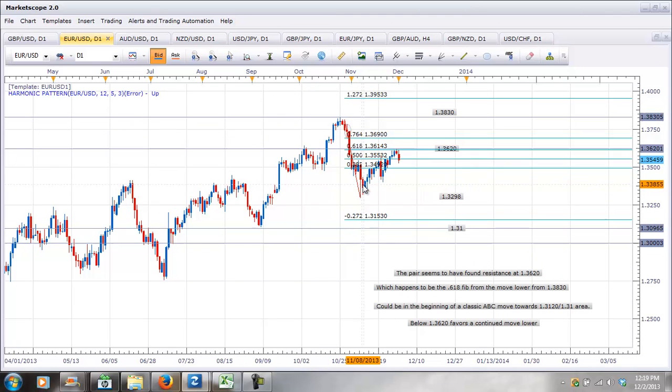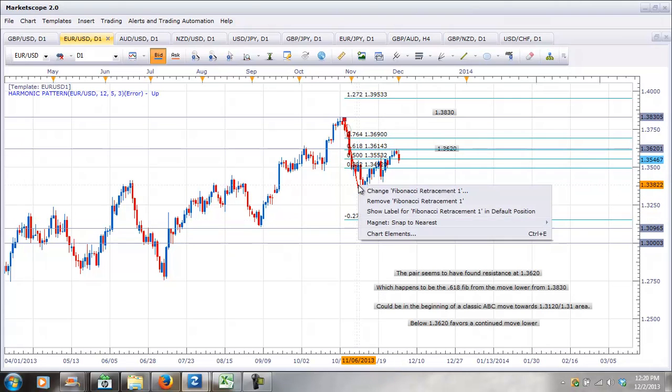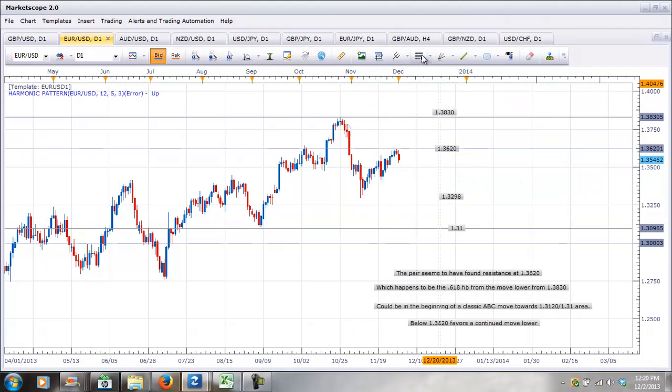But you can see this pair didn't reverse at some magical level. I obviously didn't run these 100% correctly. It reversed at the 0.618 fib at 136.20, and I'm going to tell you that favors an extension move lower towards the 131. Let's get this level right. I don't know where it's coming up. 130.53. It favors a move lower.